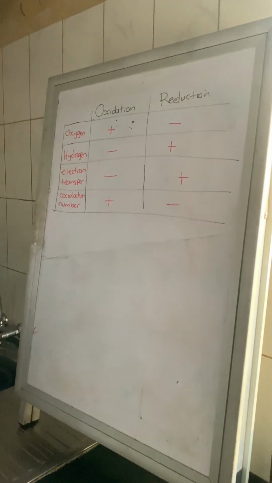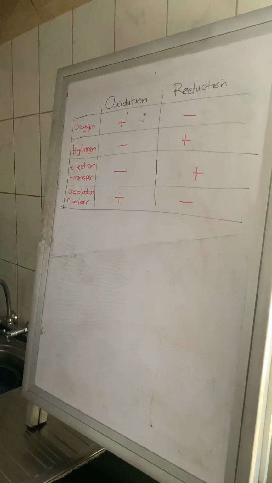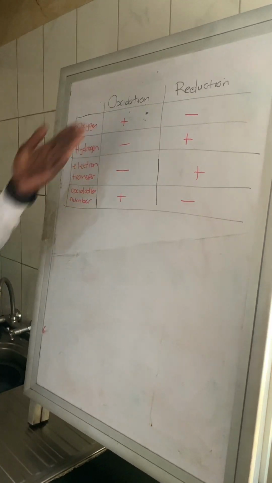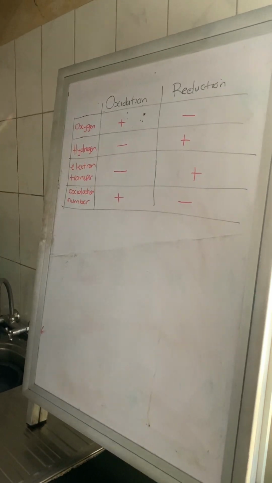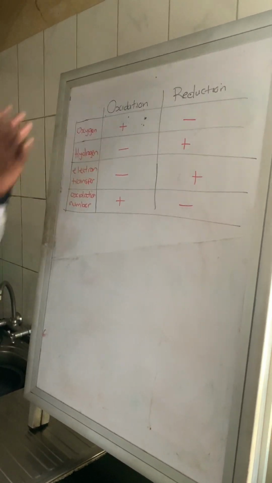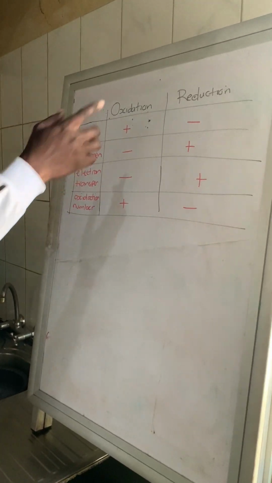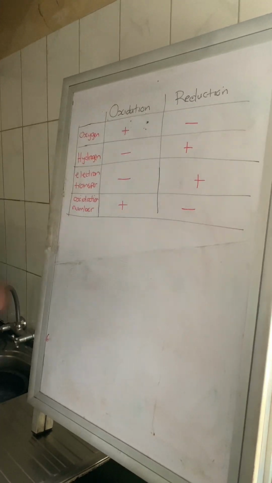Oxidation is defined in four ways. We can use oxygen to define oxidation. We can use hydrogen to define oxidation. We can use electron transfer to define oxidation. We can also use oxidation number to define oxidation. We can also use these four methods to define reduction. So I'll start by defining oxidation in terms of oxygen.